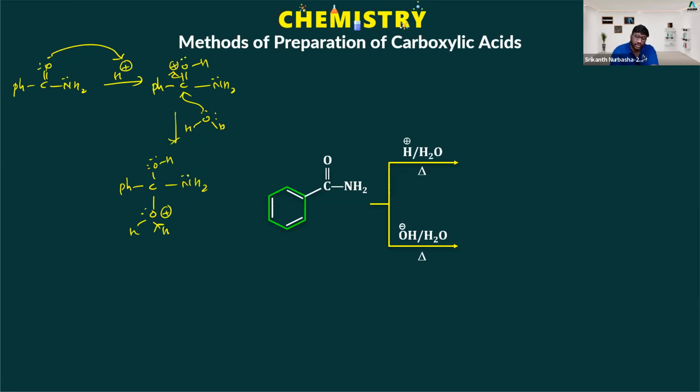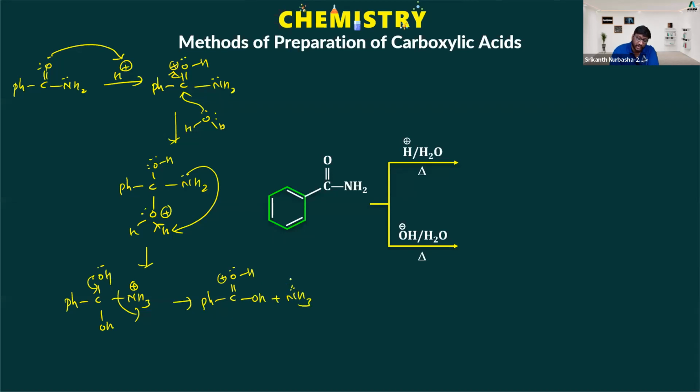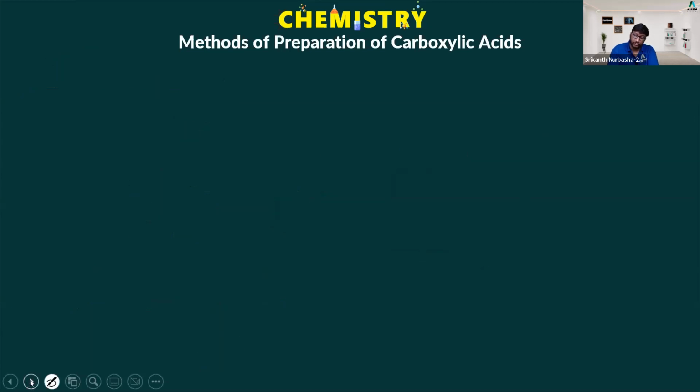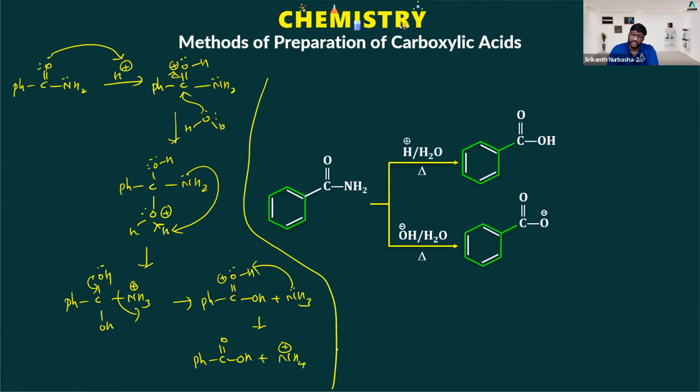The OH electron density is moving towards oxygen, and the lone pair of electrons on nitrogen picks up this proton, ultimately leading to the formation of PhC(OH)(OH)NH3 plus. The lone pair of electrons on oxygen comes in, ammonia is lost, so you get PhC double bond O, one lone pair, positive charge, OH bond, and NH3 plus is lost. It can pick up the proton to form PhC double bond OH and NH4 plus. So if you do the acidic hydrolysis, you will get the respective benzoic acid. If you do the basic hydrolysis, you will get the respective benzoate. Is that clear, students? Yes. Right.